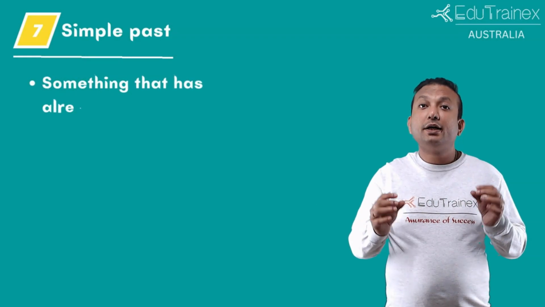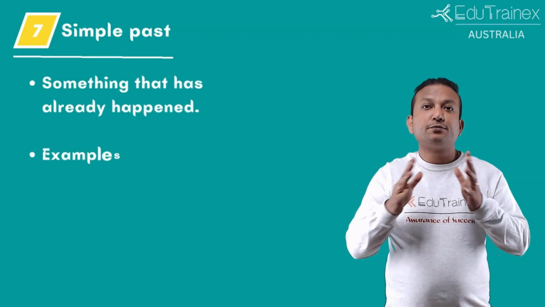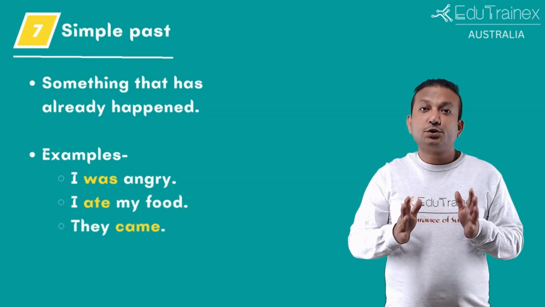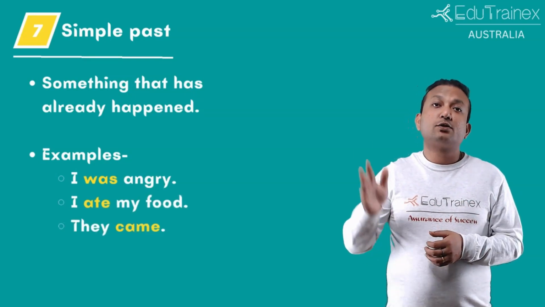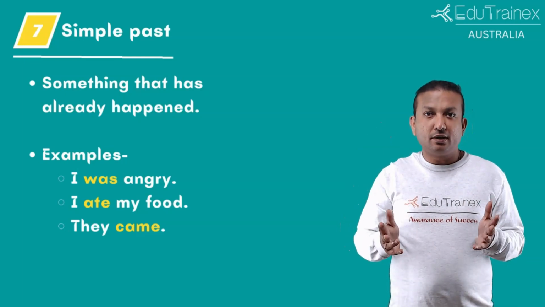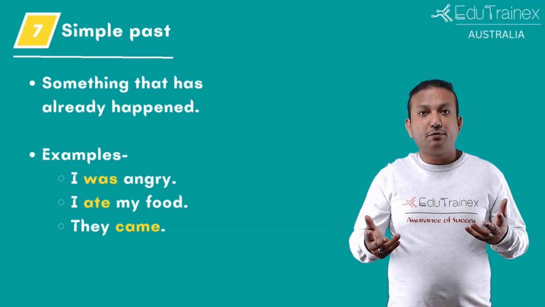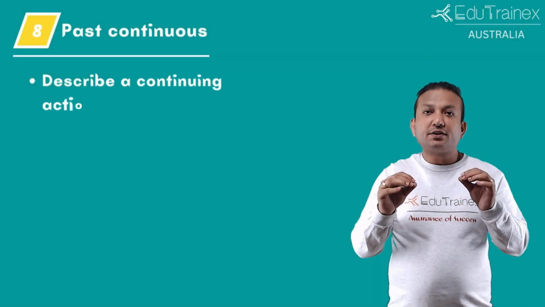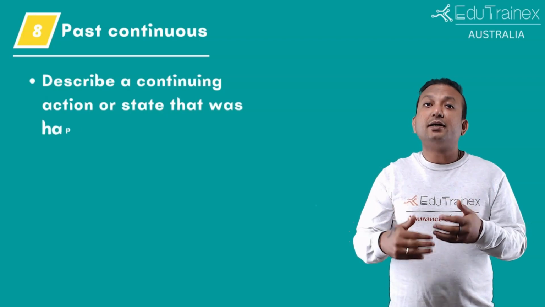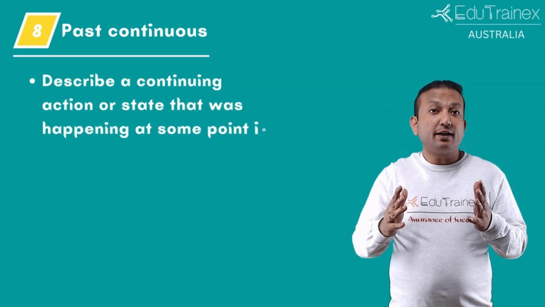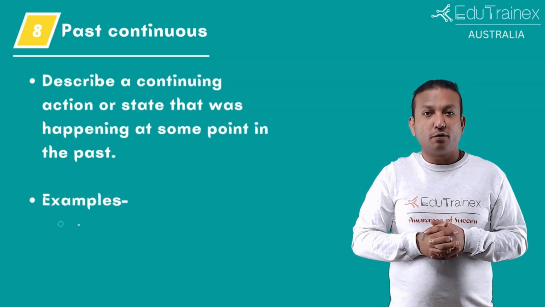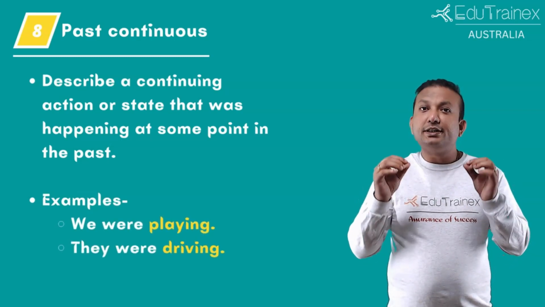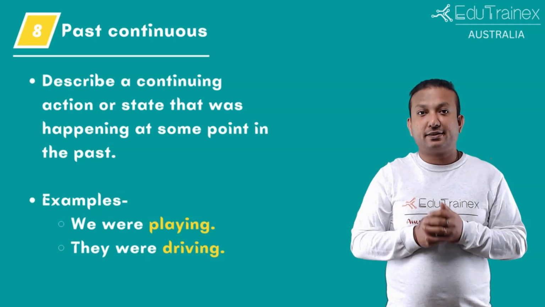But before I go into the complex tense forms, let's first understand what simple past is. The simple past tense shows that you are talking about something that has already happened. Example, I was angry, I ate my food, and they came. When you want to describe a continuing action or state that was happening at some point in the past, then we call it past continuous. For example, we were playing or they were driving. So these things were happening in the past.